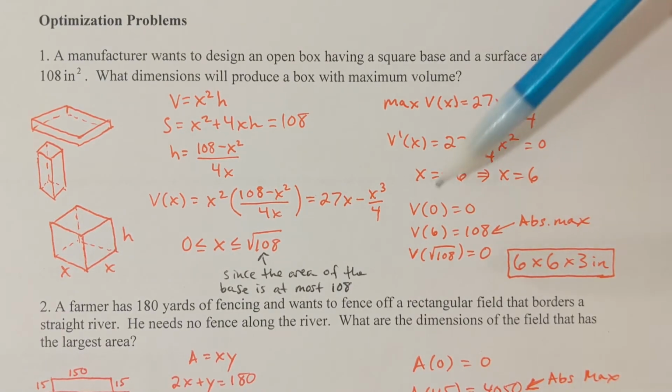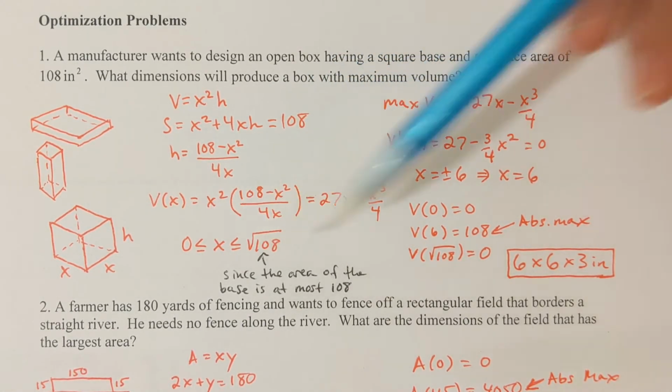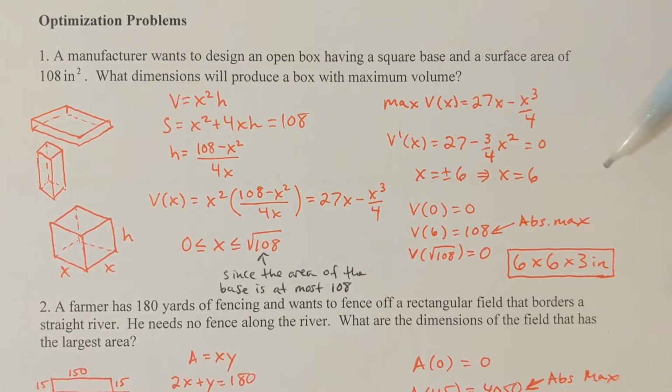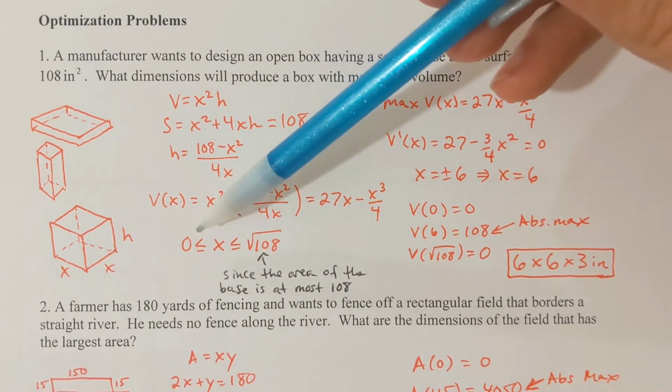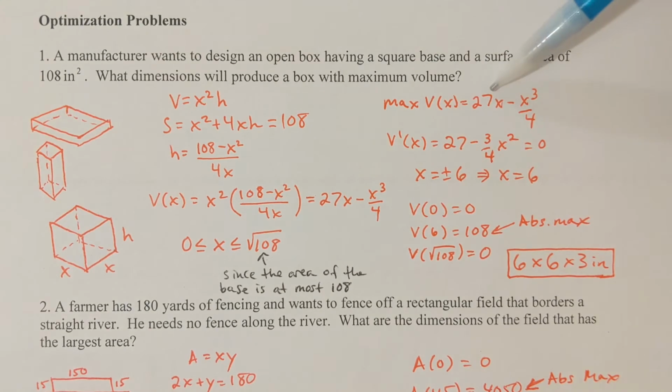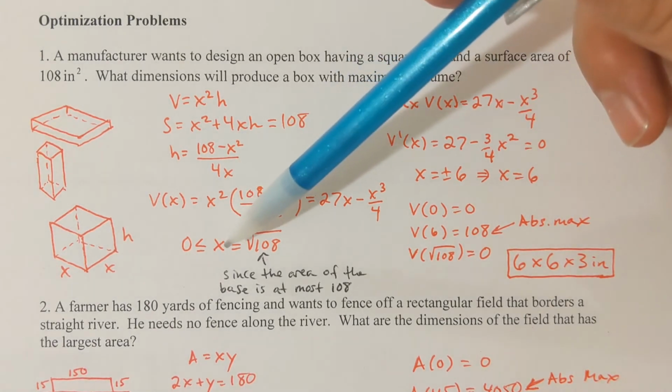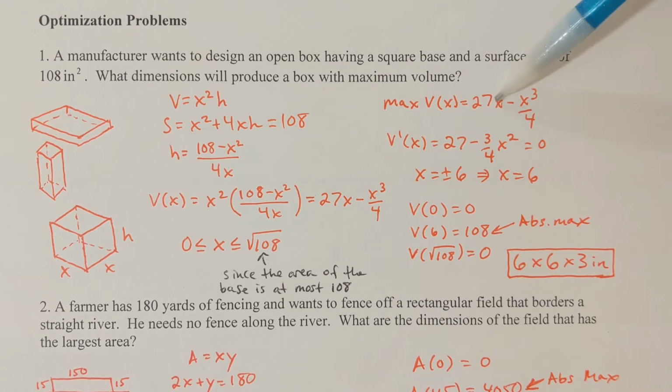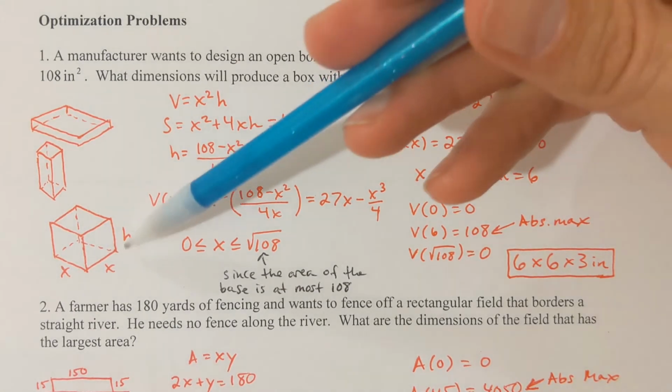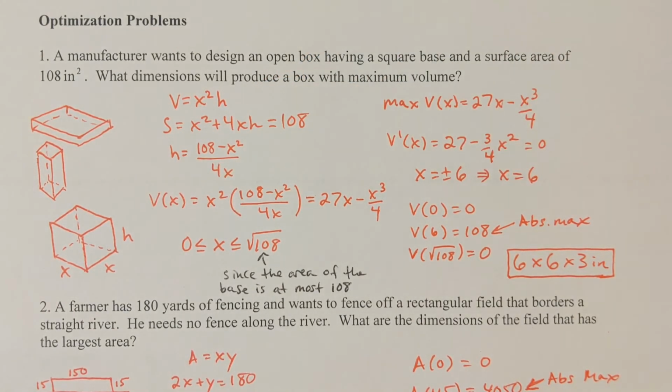Now I'm going to plug in the critical number along with these two endpoints on the interval and see what's the biggest output. If I plug 6 into v, I end up getting 108, if you were to check that. If we plug 0 into v, 0 minus 0 is 0. That would make sense because if x is 0, you just have a line, you're not actually creating a box, so of course that volume would be 0.